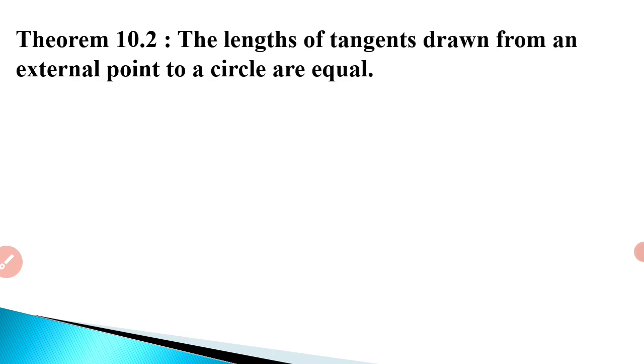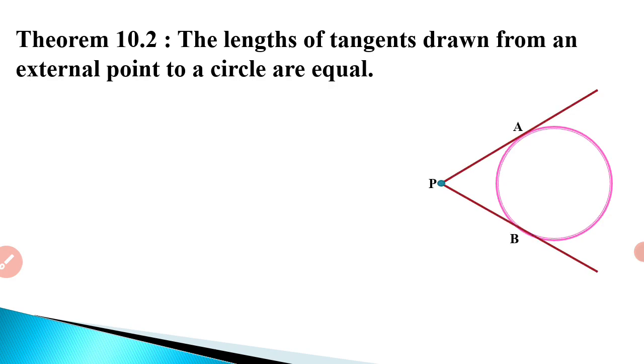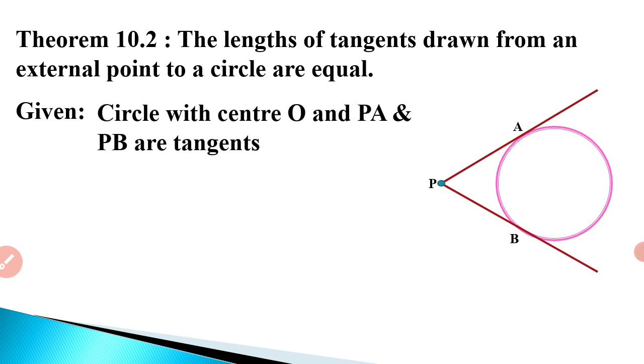Here we begin with theorem 10.2. The lengths of the tangents drawn from an external point to a circle are equal. We are going to prove that PA and PB, which are the two tangents from a point P outside the circle, are equal. In this statement, we come to know that there exists a circle with center O, and PA and PB are the tangents. Our aim is to prove that PA is equal to PB.